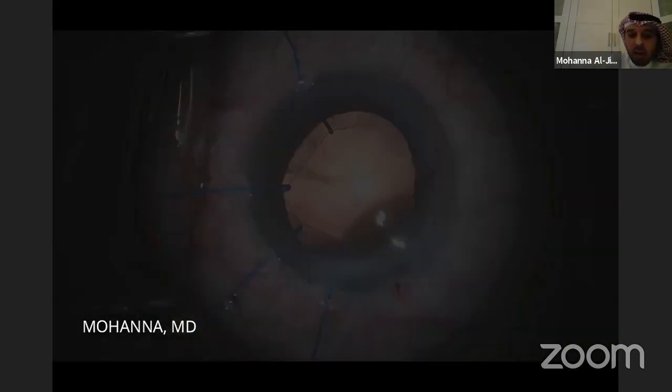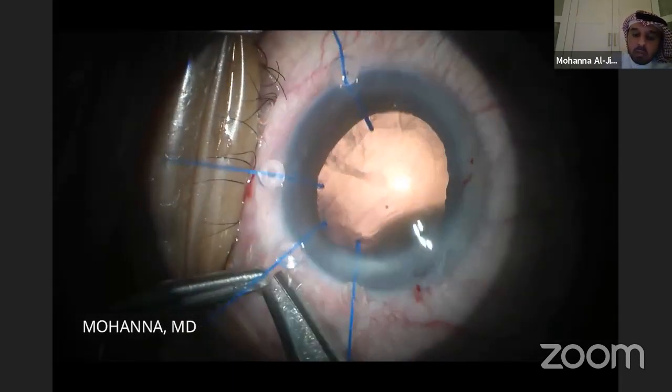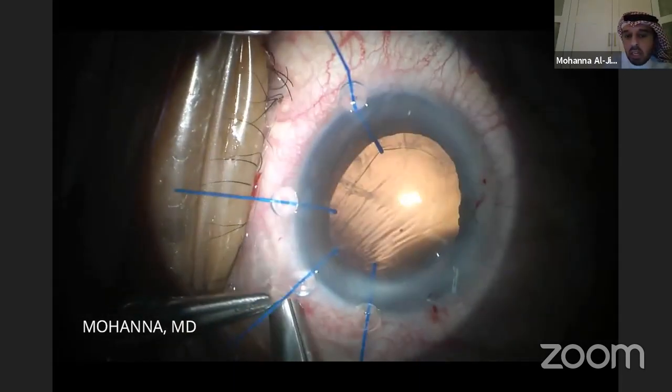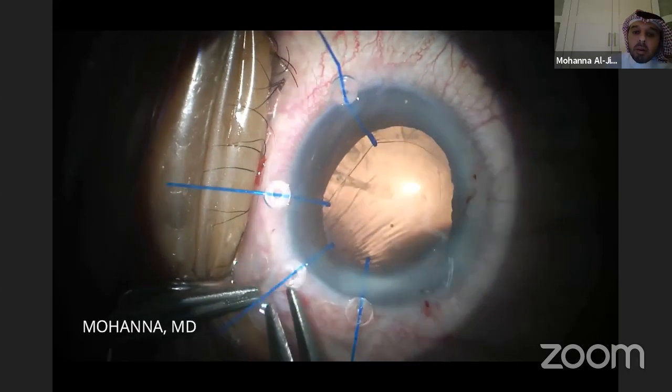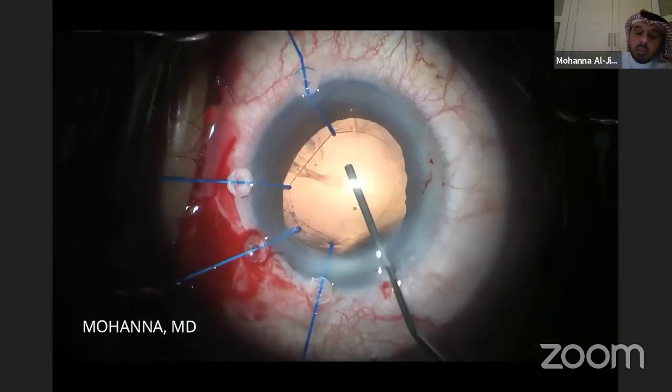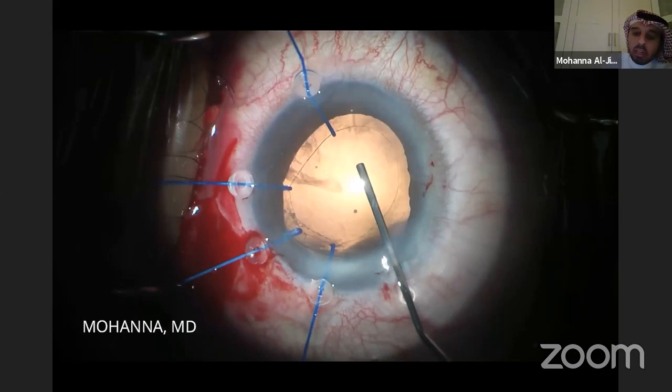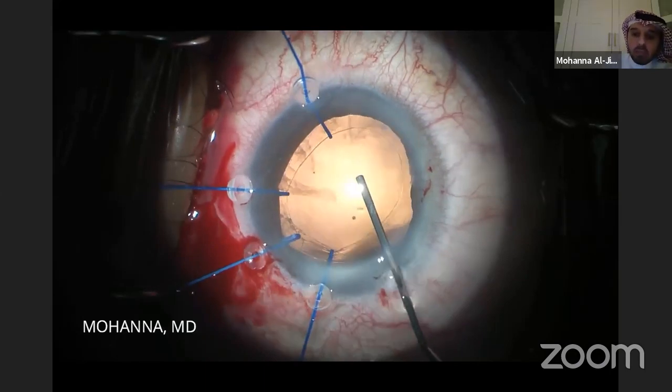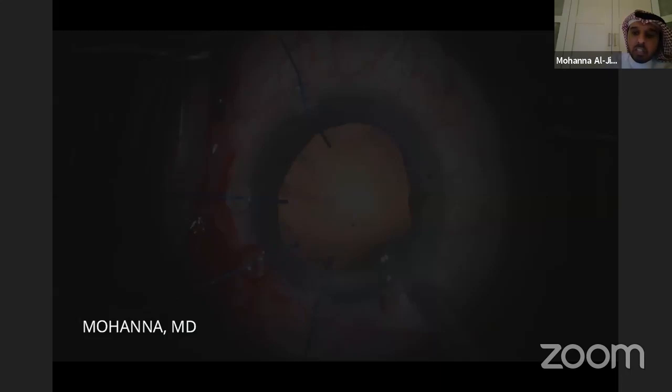And at that time, I decided the area of the capsular tension segment, so I did my conjunctival peritomy at the site of maximum weakness. Then I injected more viscoelastic to inflate the bag, and here, as you can see, I start injecting the CTR.